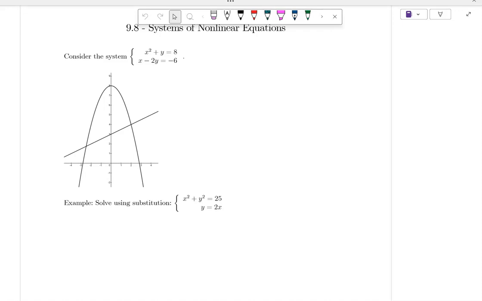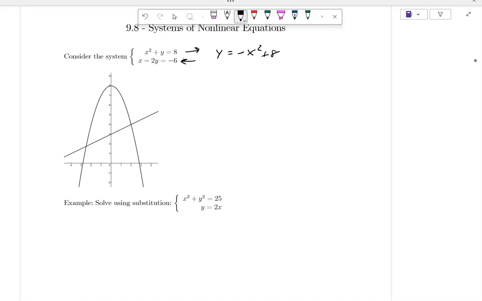Okay. So let's look at this first one. We've got x squared plus y equals 8 and x minus 2y equals negative 6. We should recognize what types of graphs those give me. The second equation, what kind of graph are you going to get for that one? A line, right? If we solve this one for y, you'd have y equals negative x squared plus 8.